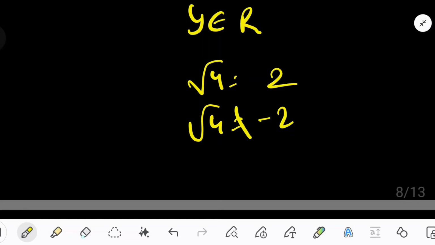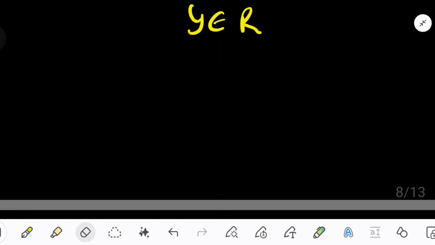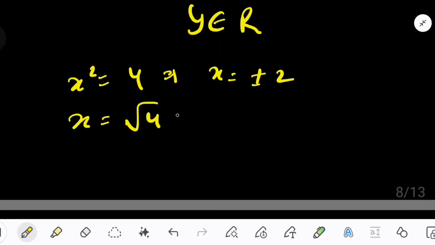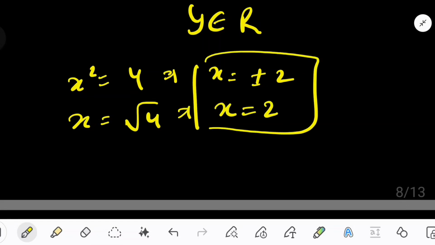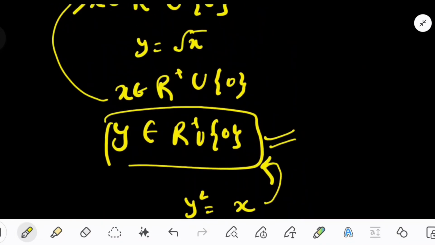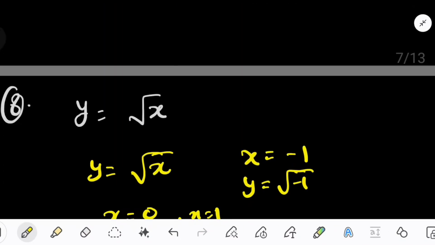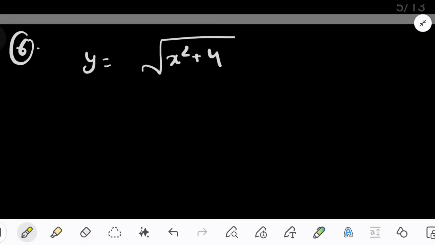Let me tell you one more thing. If I say x square is equal to 4, then x will be equal to plus minus 2. But if I say x is equal to root 4, then x will be equal to only 2. This is the difference, and you should remember it. Now it is clear, so let's see this expression.